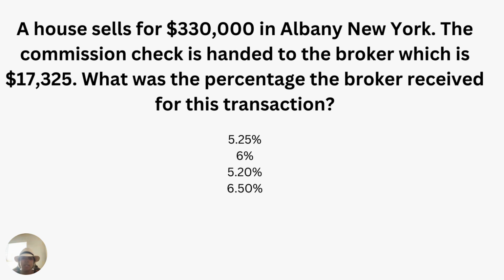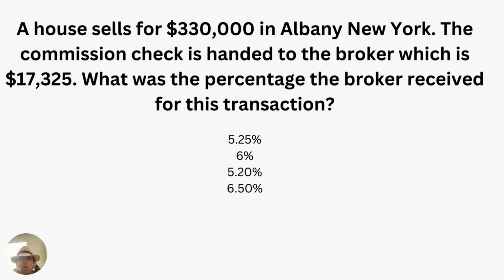All right. So a house sells for $330,000 in Albany, New York, and the commission check handed to the broker is $17,325. What was the percentage the broker received in this transaction? So, what are we going to do first?